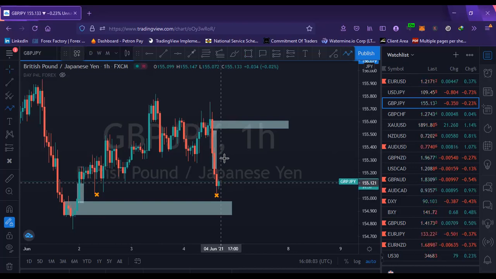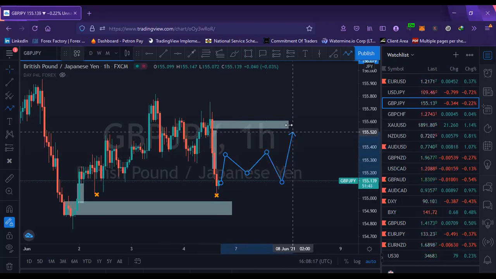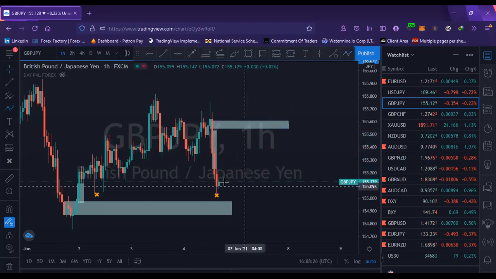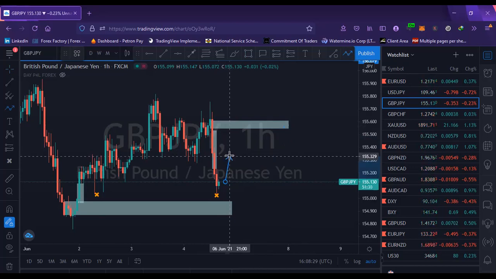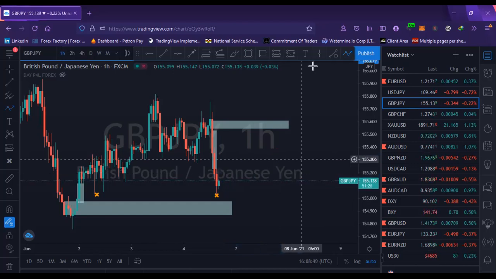So you want to see price making something like this. All right. Price trying to get to the other block, but you want to see a reversal before it gets to this other block here. All right. So as I said, you want to see price engineering what? Liquidity. You want to see price engineering liquidity.